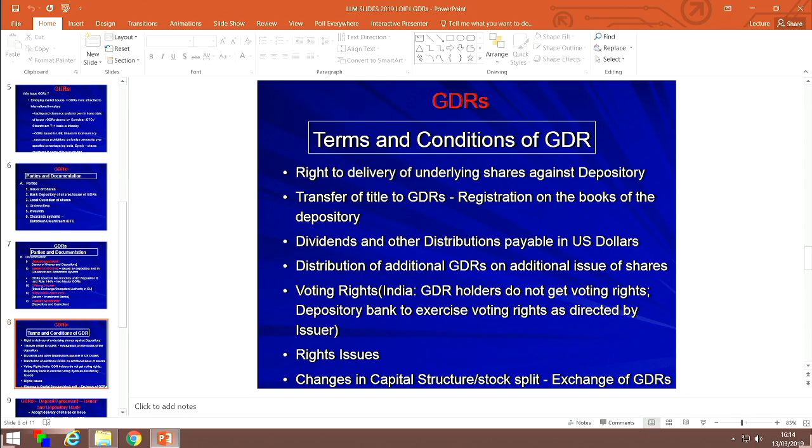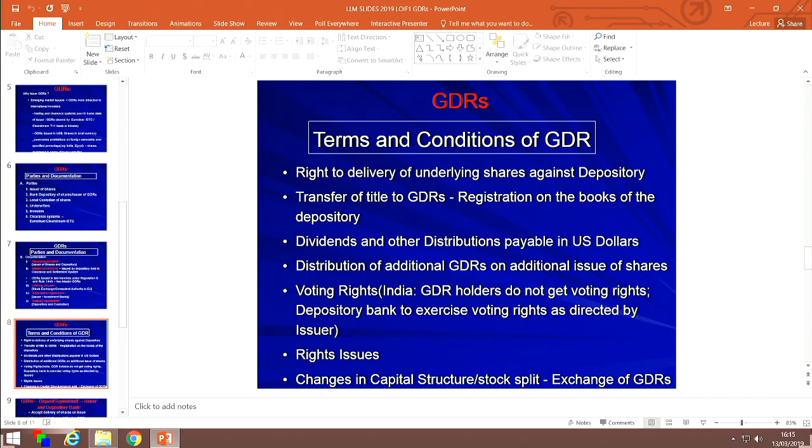The title to the GDRs transfers only on registration on the books of the depository of the buyer, not till then. Thirdly, all dividends and capital distributions due on the shares are distributable pro rata to the GDR holders, but crucially, those payments have got to be converted into US dollars. The right of the GDR holder, therefore, is a right to receive dividends and any other distributions in US dollars, not in the currency in which they are distributed.